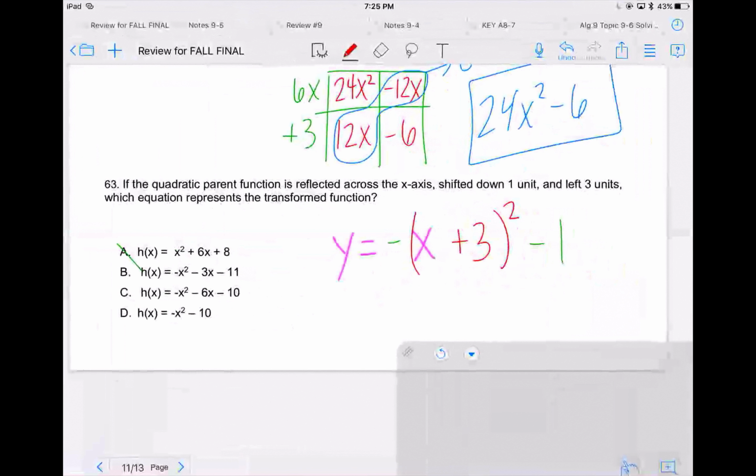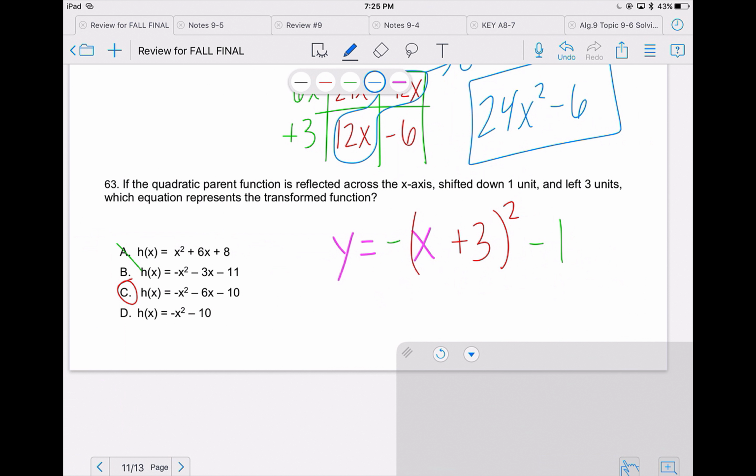So again, if you don't remember how to multiply out, or you don't want to use the box, or you just prefer the calculator, which is totally acceptable, then just make sure that you plug in all of your answer choices to see which of these follows that transformation.